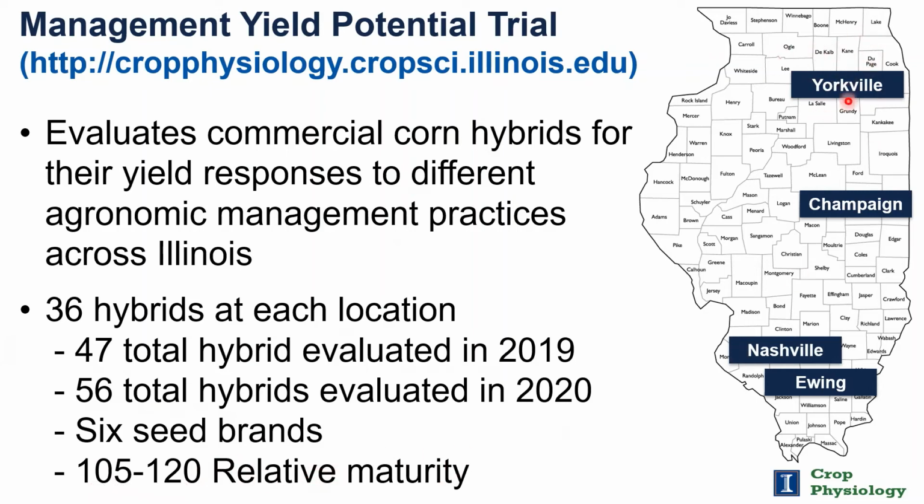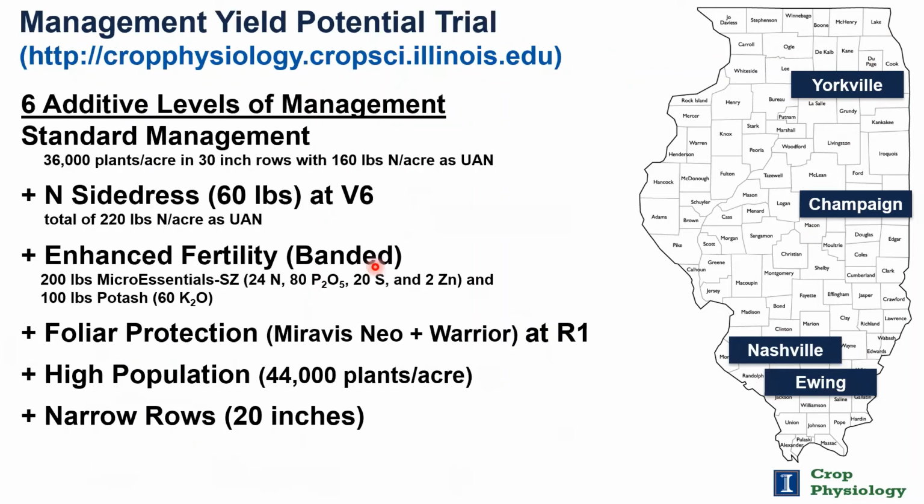Up here in Yorkville, we're planting a little bit shorter than what we are down here in Nashville and Ewing. But it's not just your standard variety testing trial that's just looking at their overall yield potential. We're looking at how these hybrids respond to those management factors. So we have an additive treatment approach, a stair-step approach. Unlike the past trial, where you're adding or omitting one factor at a time, this system builds upon it.